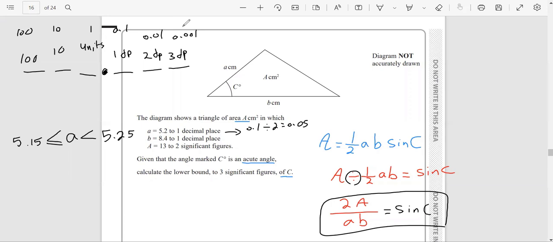And then if you go to B, you're going to find it's the same thing. Here, 1 decimal place, you will divide 0.1 divided by 2 gives you 0.05. So you can add 0.05 or subtract 0.05. So it will be 8.35 and 8.45. And for sure, you know why there is an equal sign here and no equal sign here.